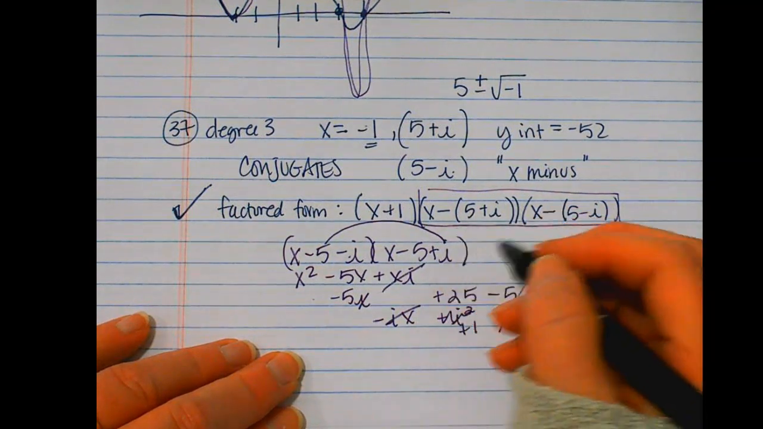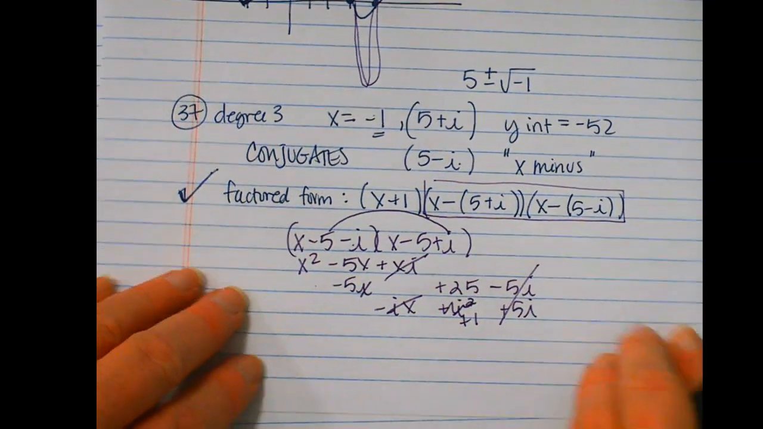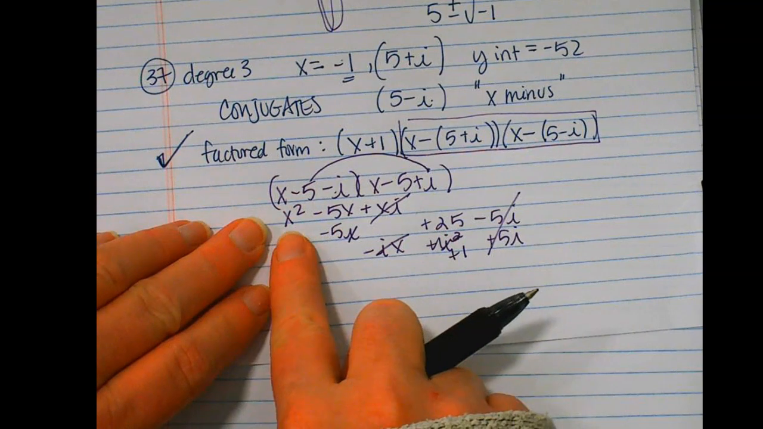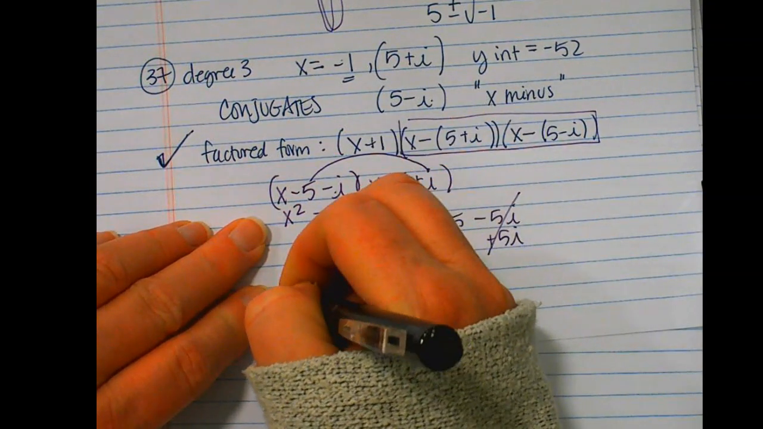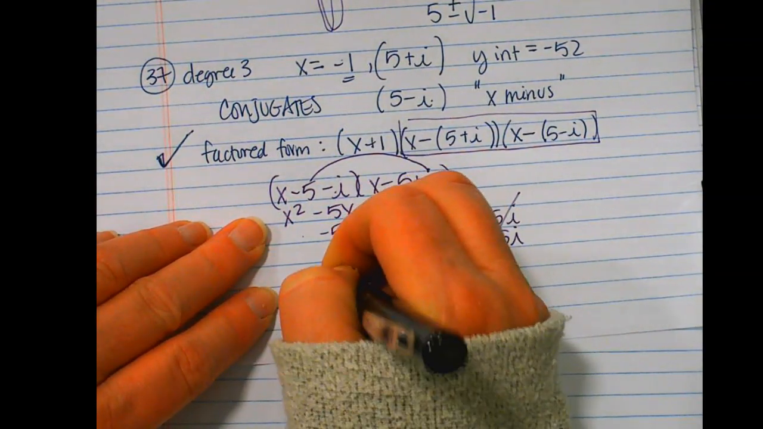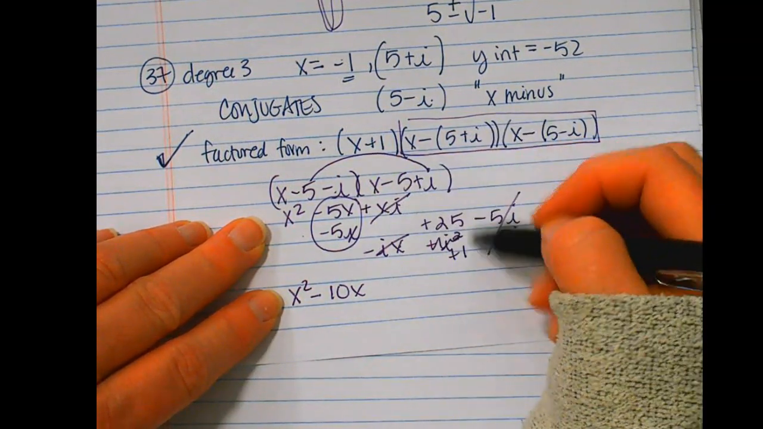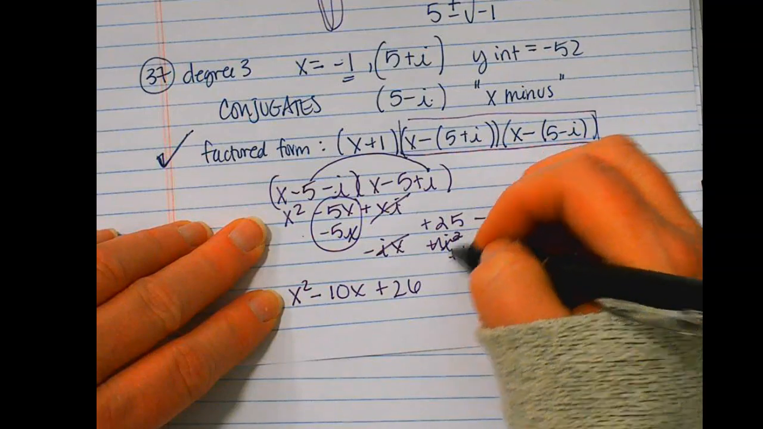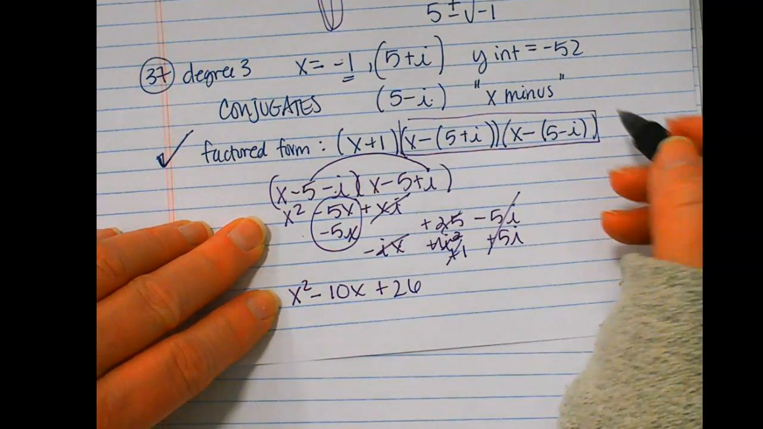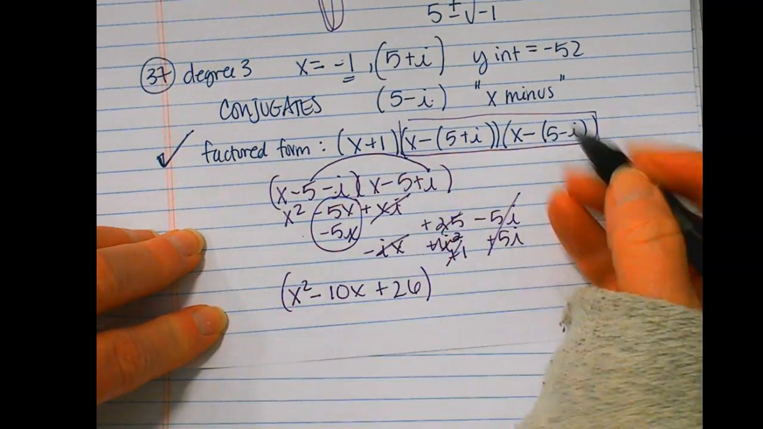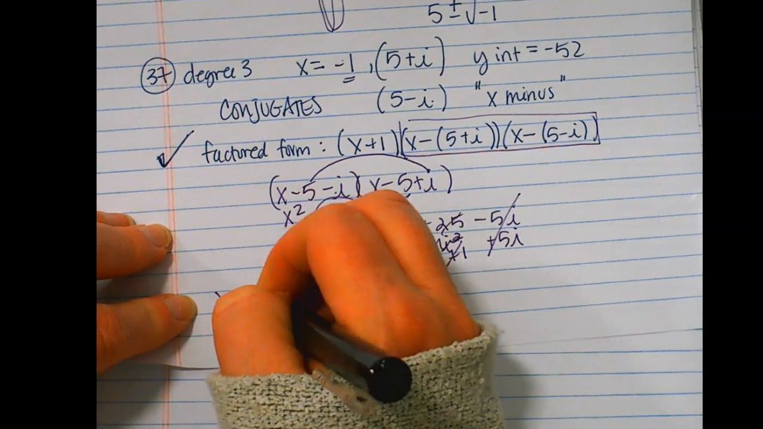So now I have, not enough paper, I have x squared minus 10x, because these two together, that canceled. This is 26. Okay, there we go. And now I have to multiply again times x plus 1.